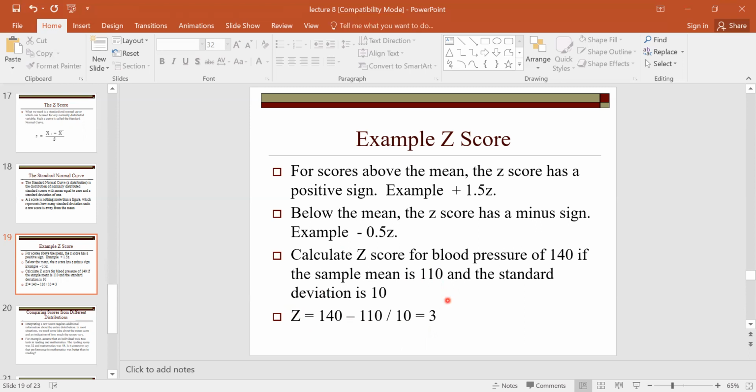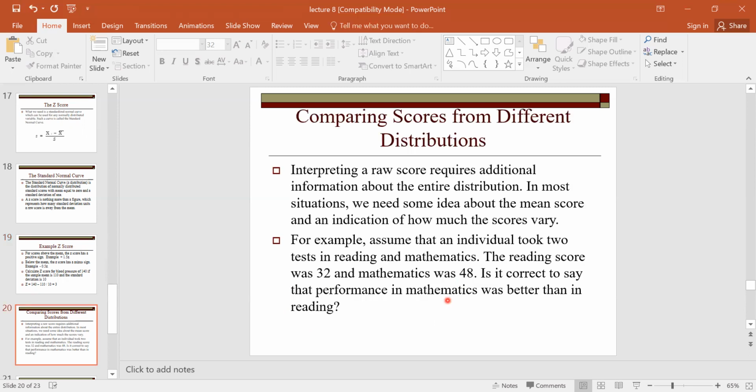After calculating this, we have area tables, one for the positive values and one for the negative values, and we can calculate or compare the probabilities from that table. So comparing scores from different distributions, this is also a beautiful property of the normal curve. By using this, we can compare the scores of different distributions.